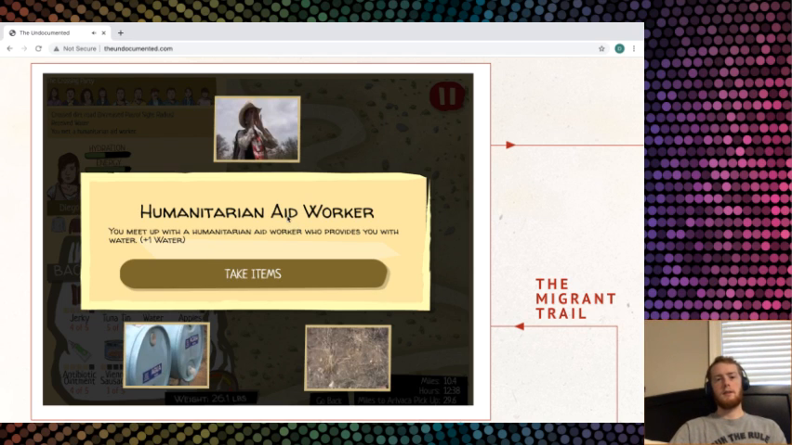Another discussion point talking about who the humanitarian aid workers are. I'm guessing they're just people who are traveling throughout the desert, looking out for migrants and trying to take care of them. I guess you can also try to talk about what the laws are about these humanitarian aid workers, or maybe talk about if they're following the law by doing what they're doing, or if they're breaking the law.